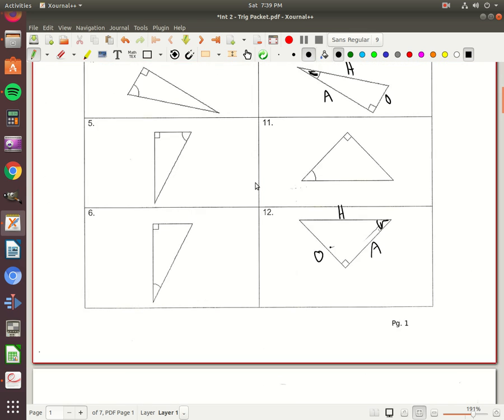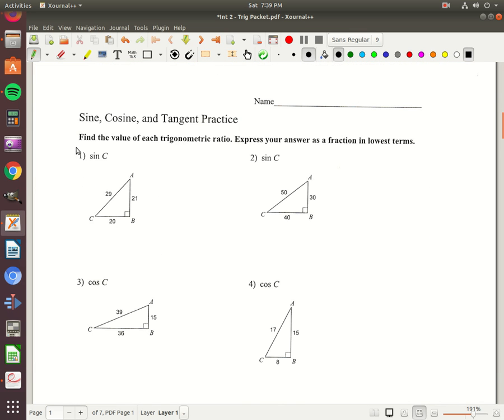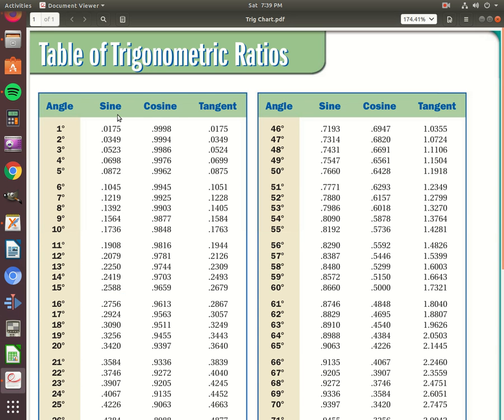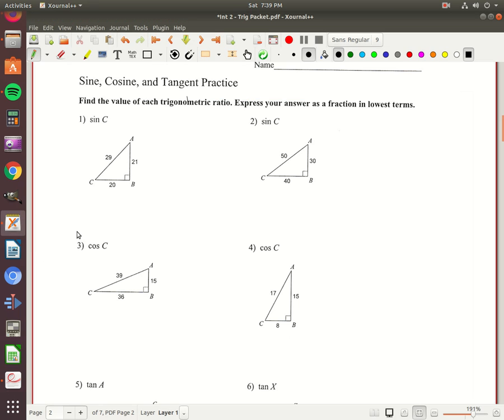So as we continue to page 2, it says we need to find the value of each trig ratio. Express your answers as a fraction in lowest terms. So now we get into sine, cosine, and tangent. And again, hopefully you've noticed this. We haven't really introduced this yet. Sine, cosine, and tangent. Well, there's an interesting thing that we're going to learn here. It's called SOHCAHTOA.